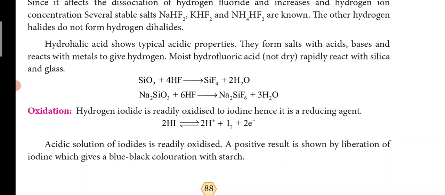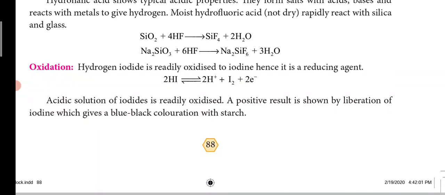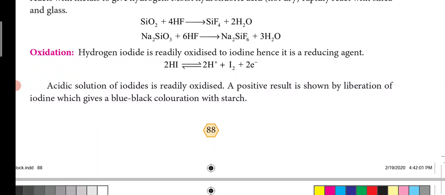Hydrohalic acids show typical acidic properties: they form salts with bases and react with metals to give hydrogen. Moist hydrofluoric acid rapidly reacts with silica and glass. Silica and sodium silicate react readily to give the corresponding silicon tetrafluoride, sodium fluoride, and so on.